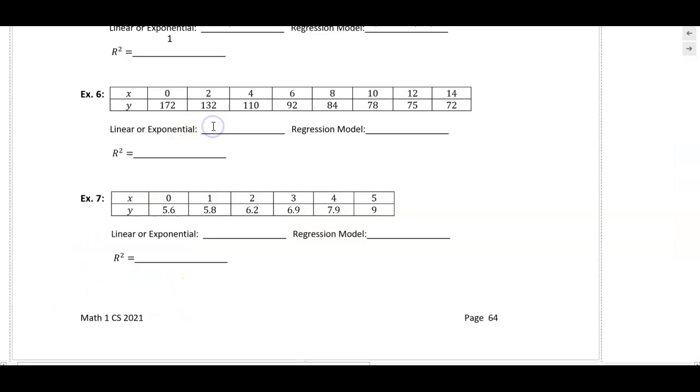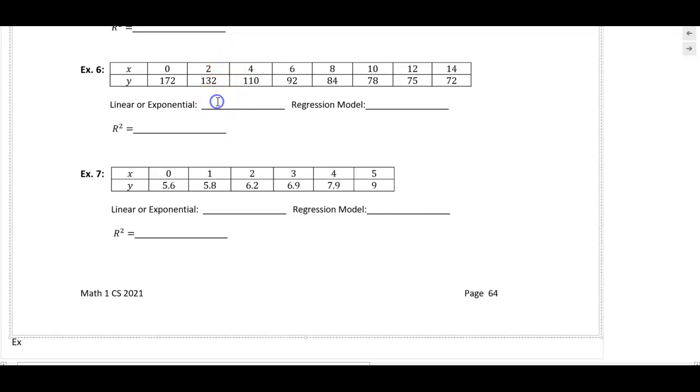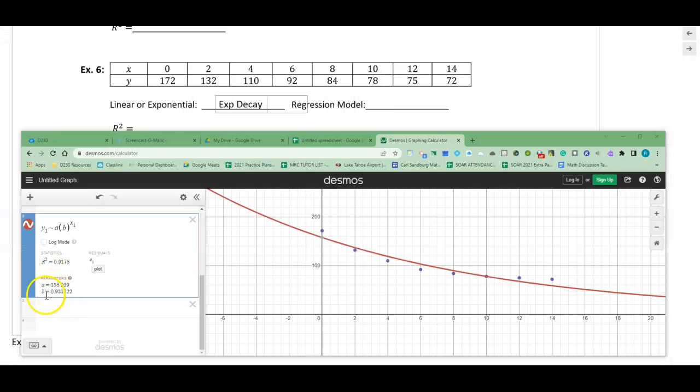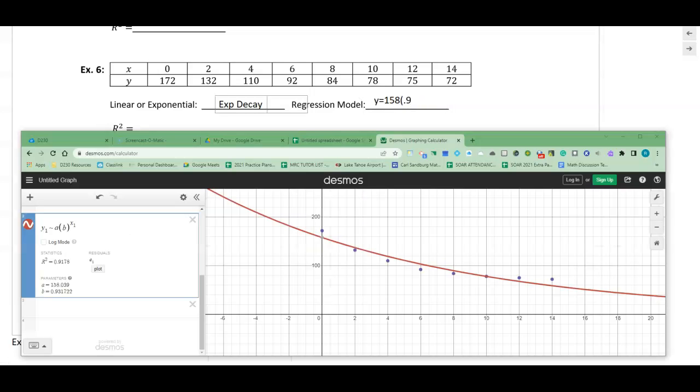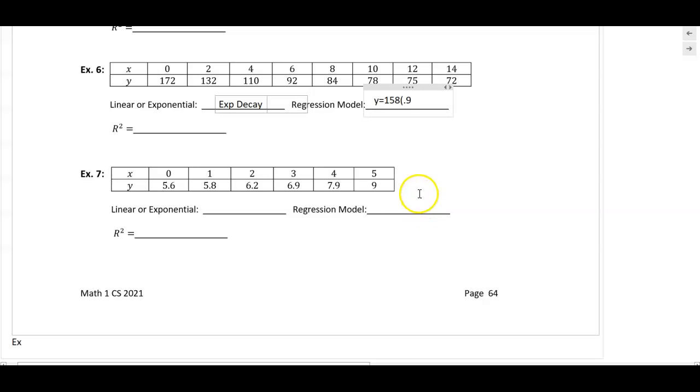So we would say this is exponential, and it would be decay. And your regression model would be y equals 158 times 0.93 to the x. So y equals 158 times, what was it again, 0.93 to the x power. Go ahead, try the homework, and let me know if you have any questions.